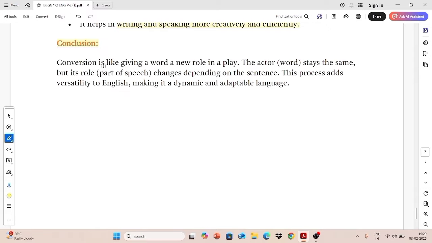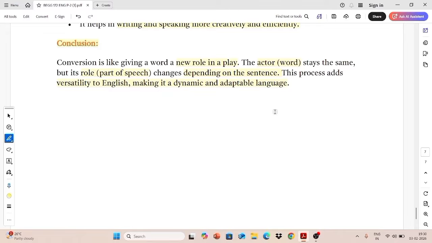To conclude, conversion is like giving a word a new role in a play. The actor, the word, stays the same, but its role, which can be compared to the part of speech, noun, pronoun, or verb, changes depending on the sentence. This process adds versatility to the English language, making it a dynamic and adaptable language.